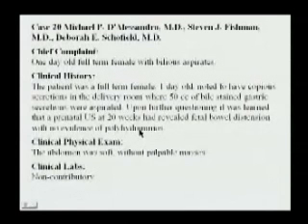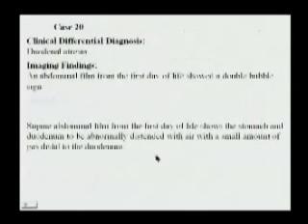So upon further questioning, it was learned that a prenatal ultrasound at 20 weeks had revealed fetal bowel distension with no evidence of polyhydramnios. So there's no excess amniotic fluid to explain this dilation or distension of the bowel. So the clinical physical exam, the abdomen was soft with a palpable mass. So this distended bowel was palpable, and of course it was soft. The clinical labs, there was no contribution to the differential diagnosis based upon that.